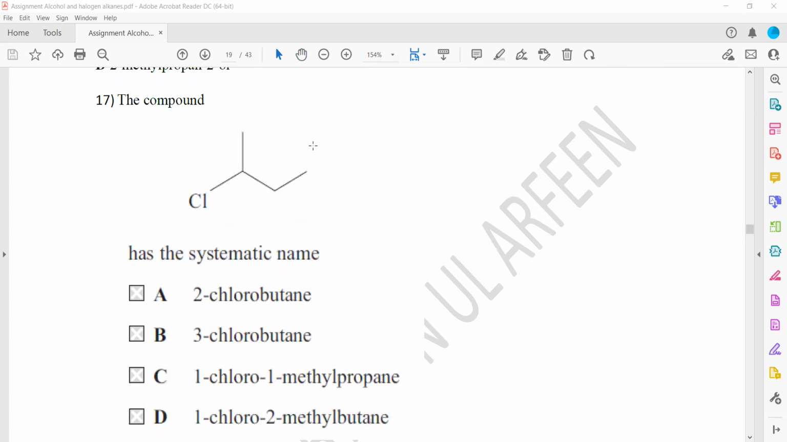Then the compound has a systematic name. So what is a systematic name? We count the carbon atoms, 1, 2, 3, 4. Select the longest carbon chain. Numbering should start from the nearest branch. So 1, 2, 3, 4: at the second position we have a branch, and there are 4 carbons. So it is 2-chlorobutane. So A is the right answer. Select the longest carbon chain, and numbering should start from the nearest branch.